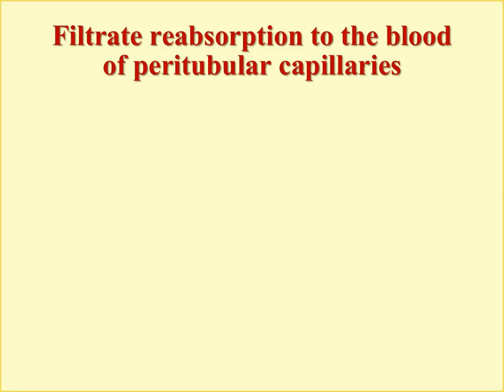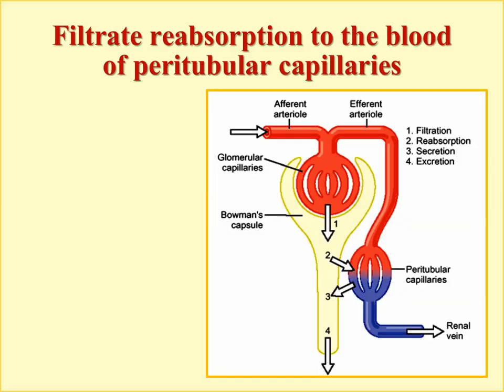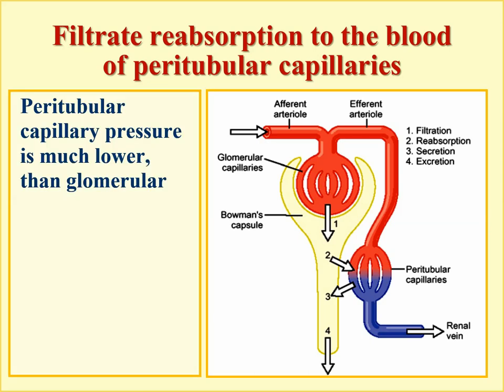Filtrate reabsorption to the blood of peritubular capillaries. Look at the peritubular capillaries. Now these capillaries become converted gradually to the venous end and venules. So here we have much lower pressures. For capillaries in the glomerulus, blood pressure is 60 millimeters of mercury, and it's the same when blood flows out. So pressure remains unchanged, but when blood enters the peritubular capillaries, pressure becomes much less.